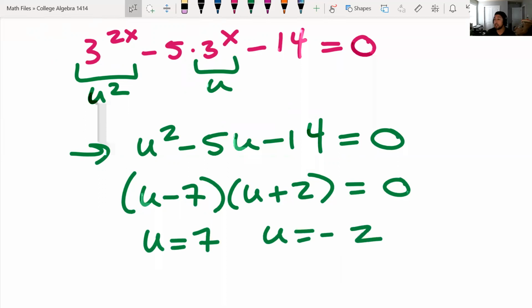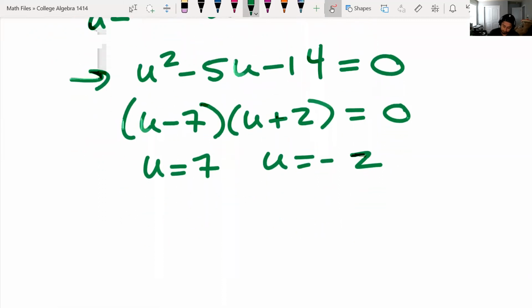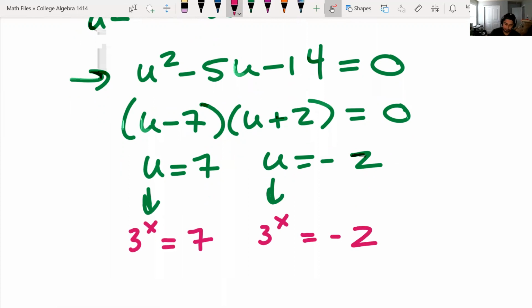But what was u? U was 3 to the x. So this becomes 3 to the x equals 7. This becomes 3 to the x equals negative 2.